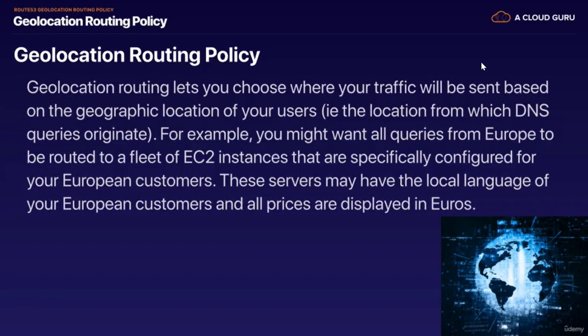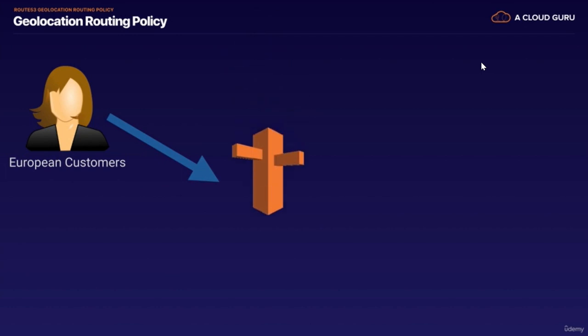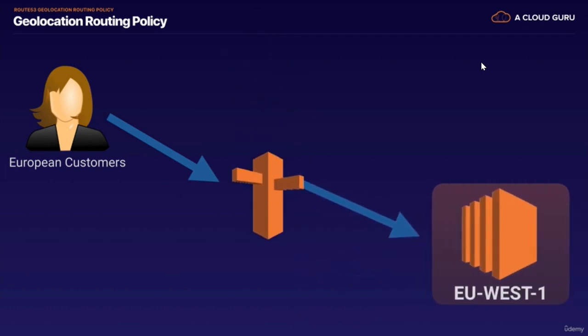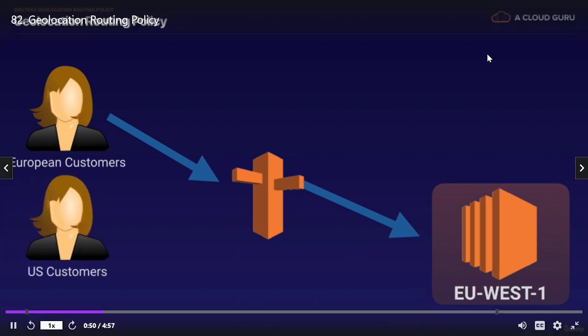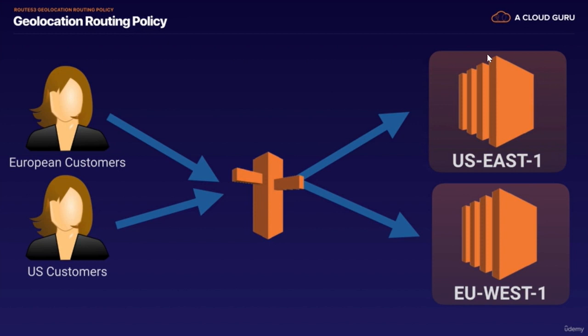So these might be little web servers that are using the euro symbol rather than the US dollar symbol, for example. And these servers might also have the local language of your European customers and all prices displayed in euros, etc. Let's have a look at how this works. So we've got our European customers. They're connecting in. They hit Route 53 with a DNS query, and it's automatically routed through to EU West 1. Got our US customers. They hit Route 53 with a DNS query, and that's automatically routed over to US East 1. So geolocation routing is very, very simple.